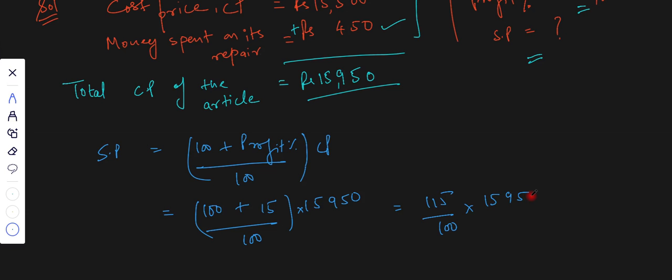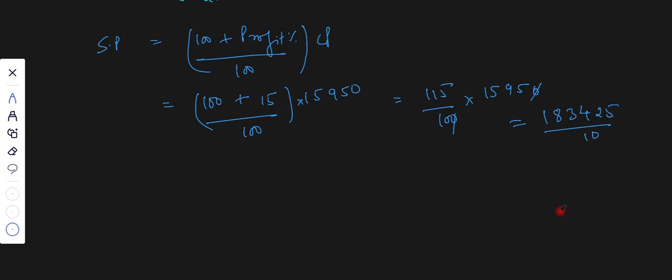15,950. So one 0 cancels out with another 0, and 115, when you multiply 115 with 1595, it will give you 183,425 divided by 10, which is equals to rupees 18,342 rupees 50 paise. So this is the selling price of that article.